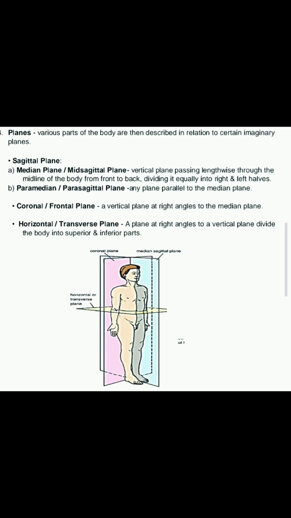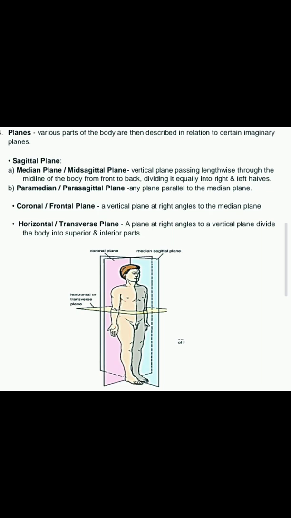Let's move on to the planes. Various parts of the body are described in relation to certain imaginary planes. Sagittal plane, which has the median or mid-sagittal plane. This is a vertical plane passing lengthwise through the midline of the body, from front to back, dividing it equally into right and left halves. Next, paramedian or parasagittal plane, any plane parallel to the median plane.